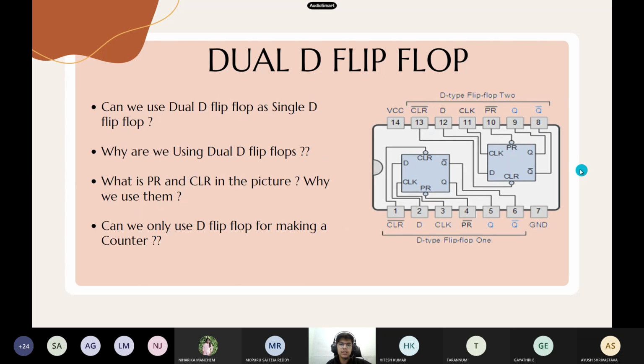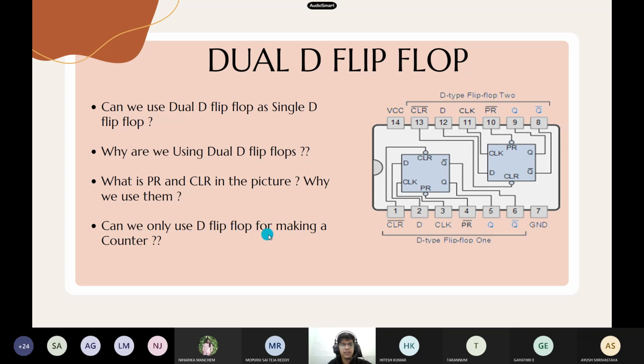So here are some questions. Can we use a dual D flip-flop as a single D flip-flop? Type in the chat box. Yes or no? Okay, leave it. Yes, we can use a dual D flip-flop as a single D flip-flop, as we can use a single side of this IC. And what are PR and CLR in the picture? These are not of any use to us right now, so we are not going into depth. Just leave them for the future.